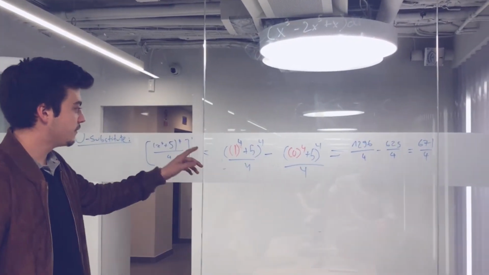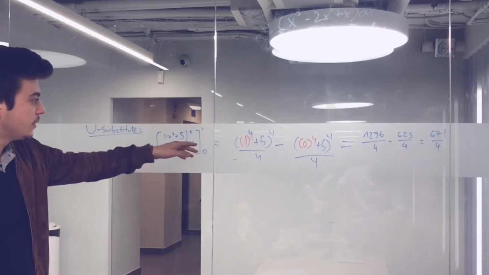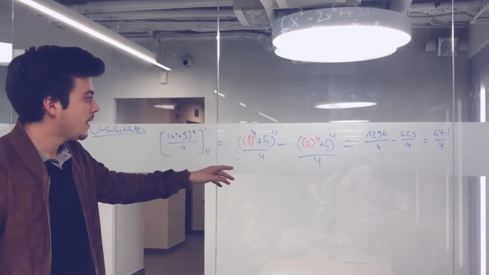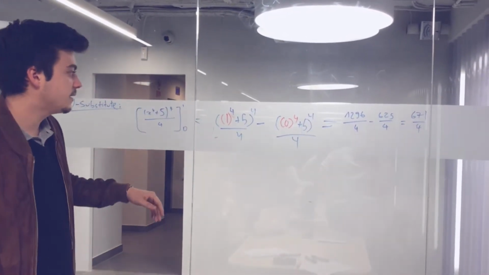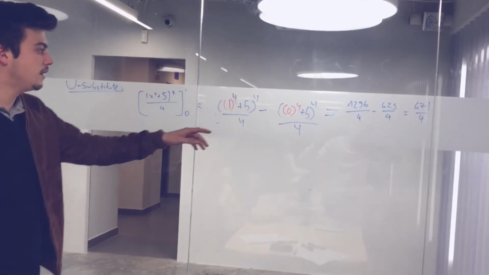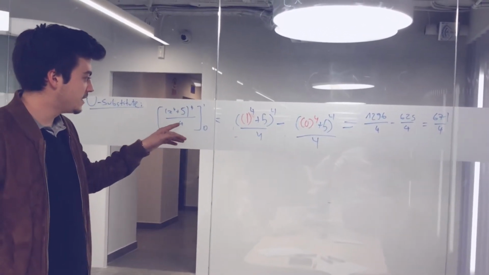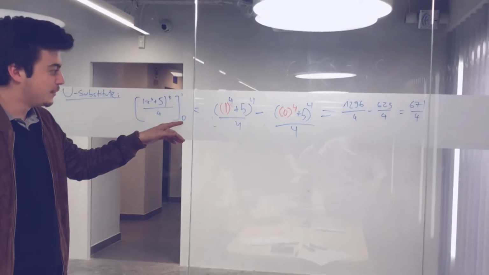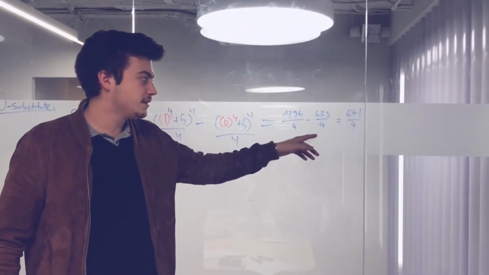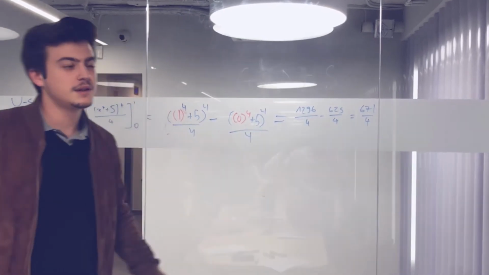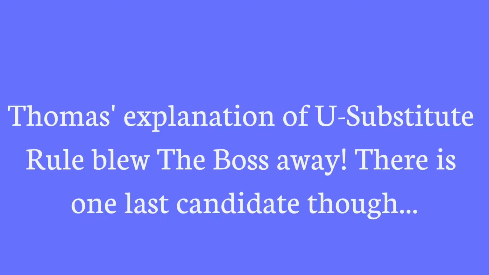So first, if you start with the bigger one, the one on the top, it's 1, and that gives you 1296 over 4, and then you take out the value of this with the zero value, and that's 625 over 4, and that gives you the final result, that is 671 over 4.